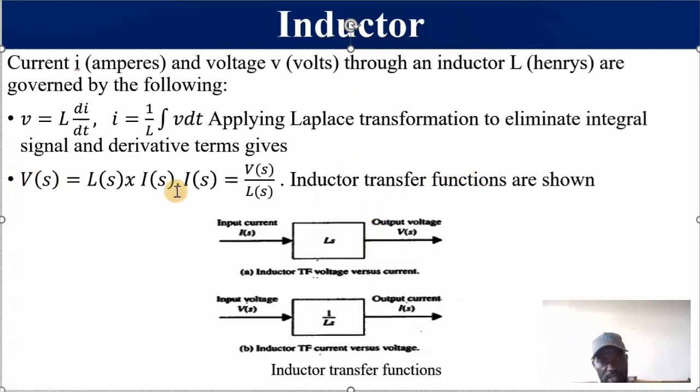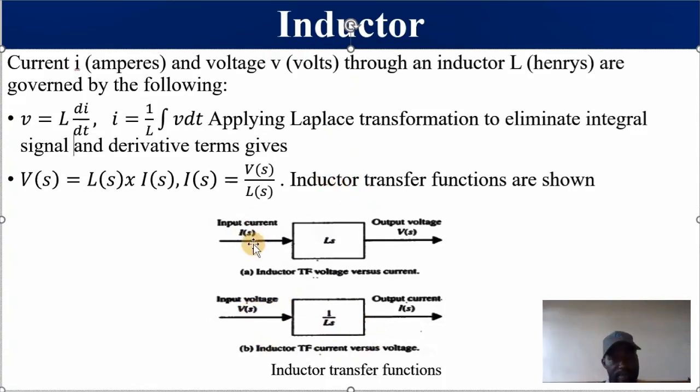Then we are deriving this from these two equations after finding the Laplace transform of this as well as the Laplace transform of this. Please take note of how you find the Laplace transform of any integral and also of a derivative. So we are saying V of S is equal to L S multiplied by I of S. This is coming from this mathematical equation. And also from this, we get the output current I of S, which is the current flowing through the inductor, equal to 1 divided by L S multiplied by V of S.